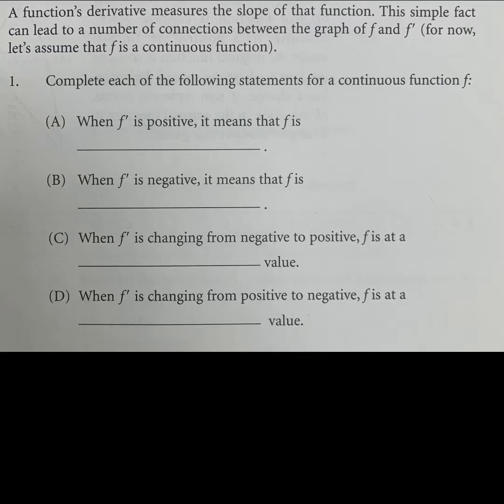A. When f prime is positive, it means that f is increasing. When f prime is negative, it means that f is decreasing. When f prime is changing from negative to positive, f is at a minimum value. When f prime is changing from positive to negative, f is at a maximum value.